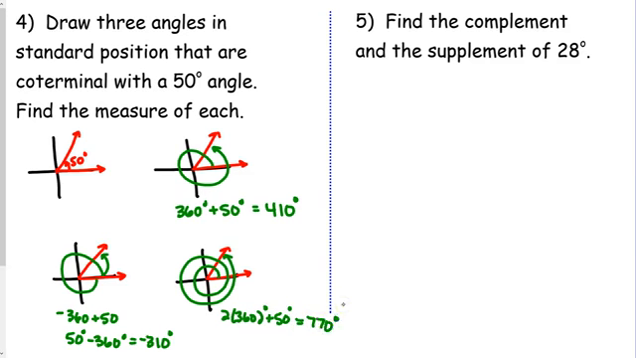Okay, so you have infinitely many choices. You're either going to add 360 or a multiple of 360 to the number, or you're going to subtract 360 or subtract a multiple of 360 from the number.